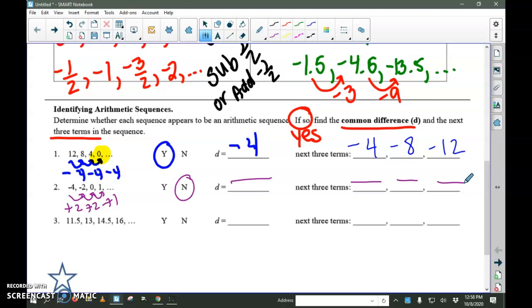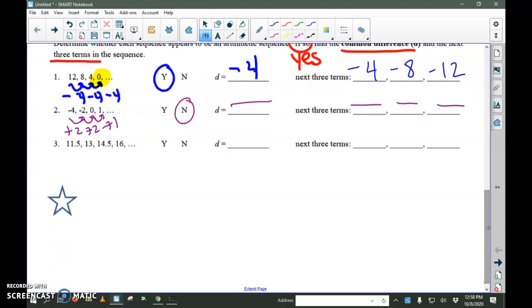All right, number 3, it says 11 and a half to 13. Okay, well, I'm not really sure. Some people have an easier time than others figuring out what I have to add or subtract to get to the next term. So I'm going to try a strategy. I'm going to say, well, what is 13 minus 11 and a half? Oh, that equals 1.5. Okay.